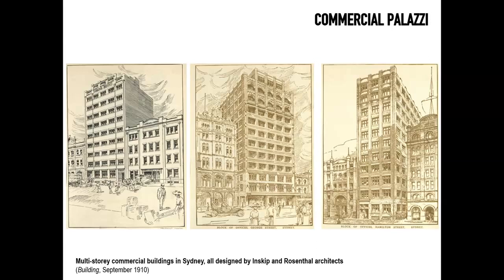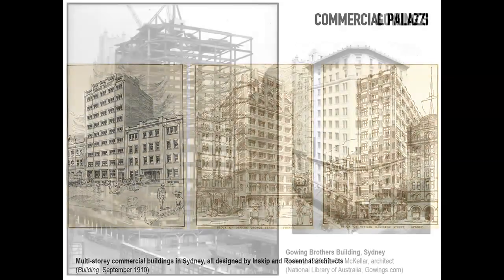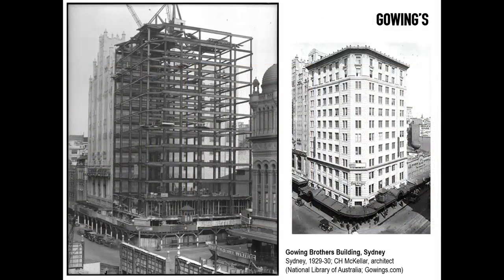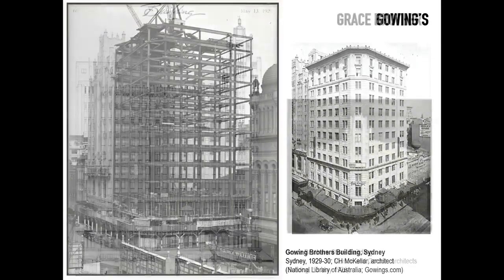These are 3 examples designed just by one architect firm, Inskip and Rosenthal. Until around the 1920s, finally you start to see this very confident steel construction applied in a department store here in Sydney, for example, the Goings Brothers building, where you can see clearly now you just have steel going up first, and then the rest of the cladding will follow at a later time.